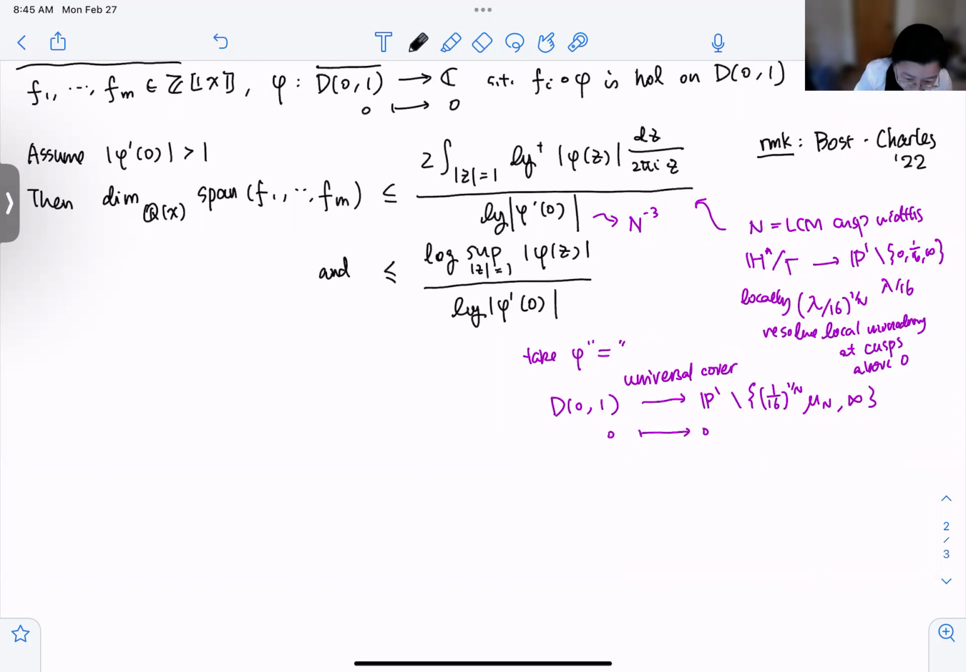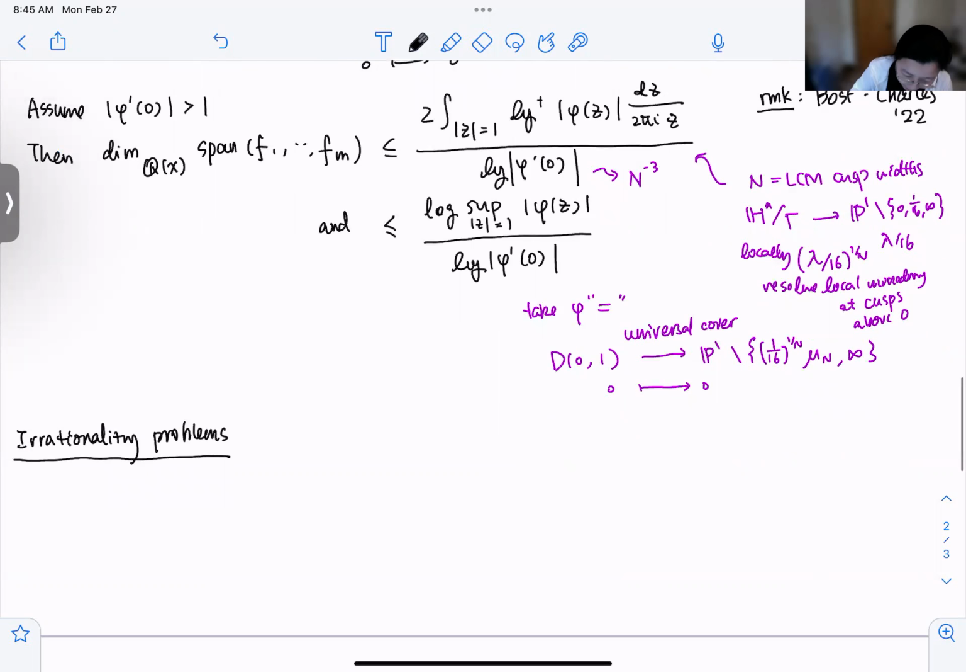Okay, so I'll just say irrationality problems. And I'll just give one example and say what else one expects to do. Since this is a number theory seminar, I'll just jump to saying that zeta values and p-adic zeta values are very important. And so let me first give a definition.